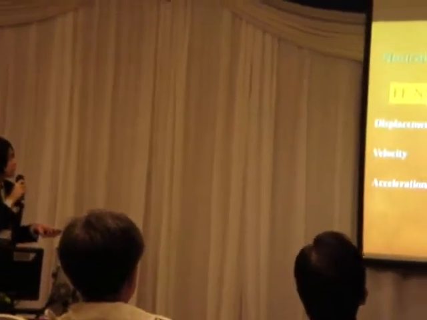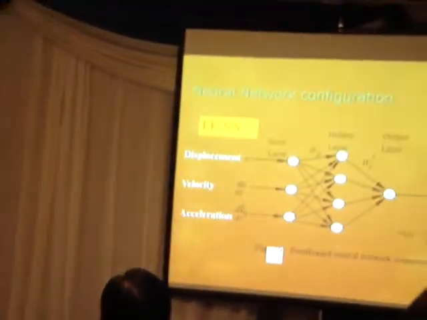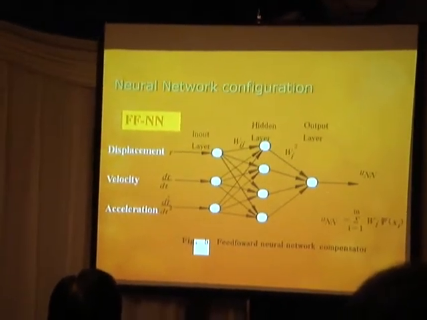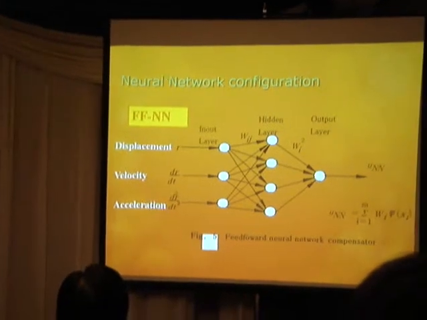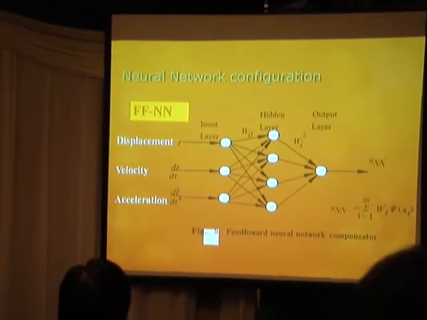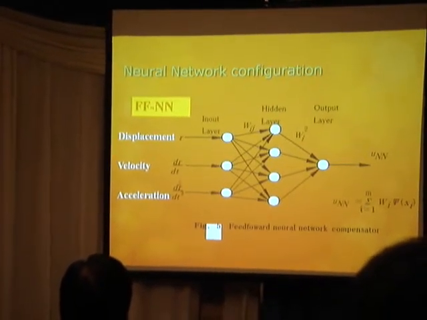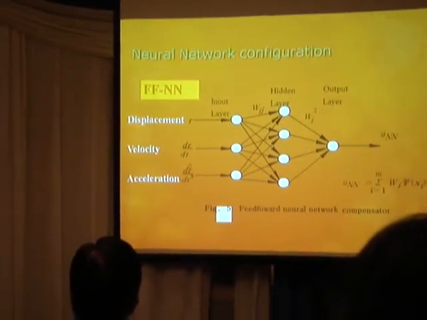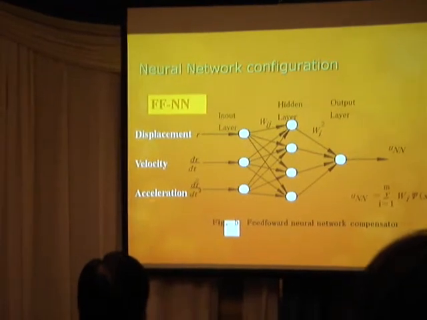This is the neural network configuration. The neural network consists of 3 layers: 3 inputs, 4 intermediate units, and 1 output. By ignoring nonlinear characteristics, the plant can be linearized as follows. The inverse dynamics of the plant is represented by displacement, velocity, and acceleration.